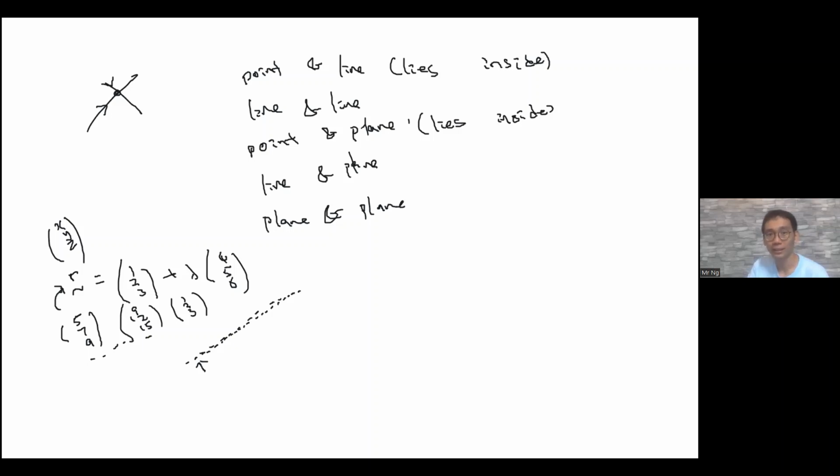That's why when they say a point is in a line, you just need to check whether 5 7 6 satisfies this whole thing, whether there is a value of lambda that can produce this 5 7 9. Okay, so now line and line.